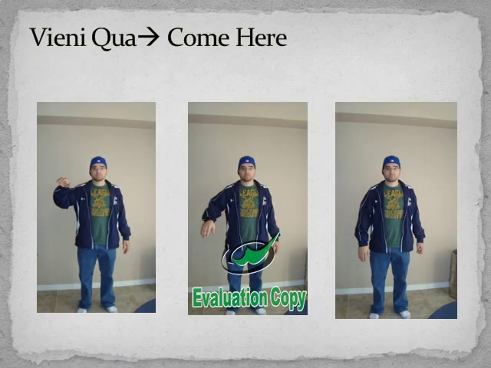The expression vieni qua means come here in English. This is a very common hand signal used by many Italians. This gesture is displayed by your palm facing in and downward, with the motion of moving your hand closer to your own body.